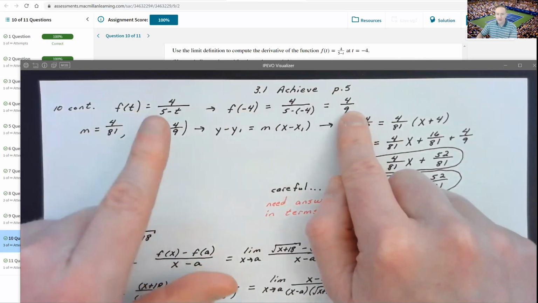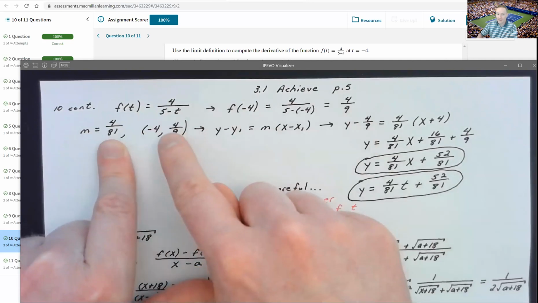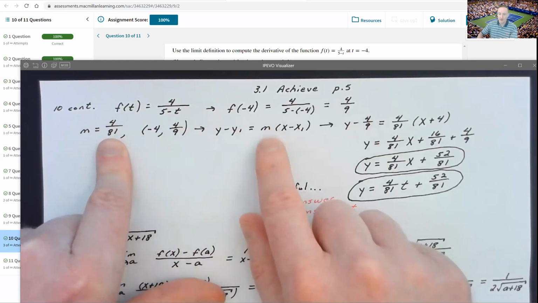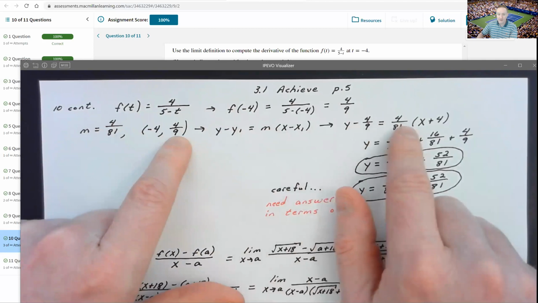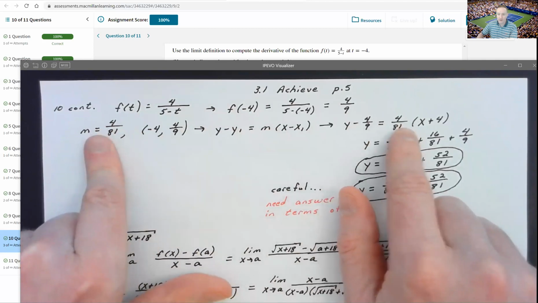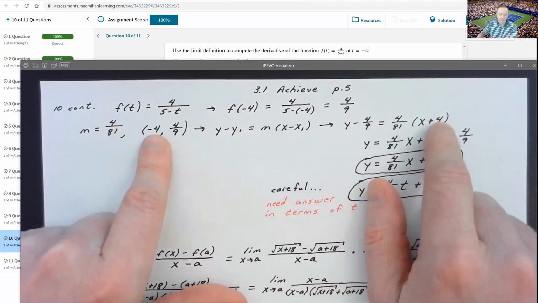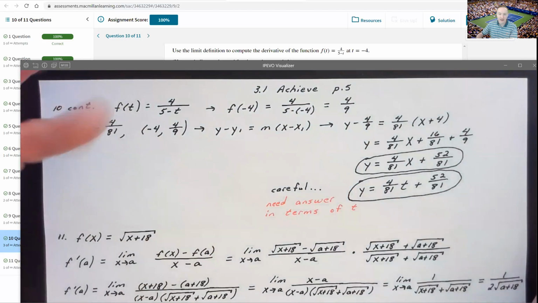And so then I already figured out my slope in the first part. Now I figured out the point. I take that slope and that point and plug it into the point slope equation. Y minus 4 over 9 is equal to 4 over 81 times x minus -4, which gave me x plus 4. Now, here's where I made a slight misstep.